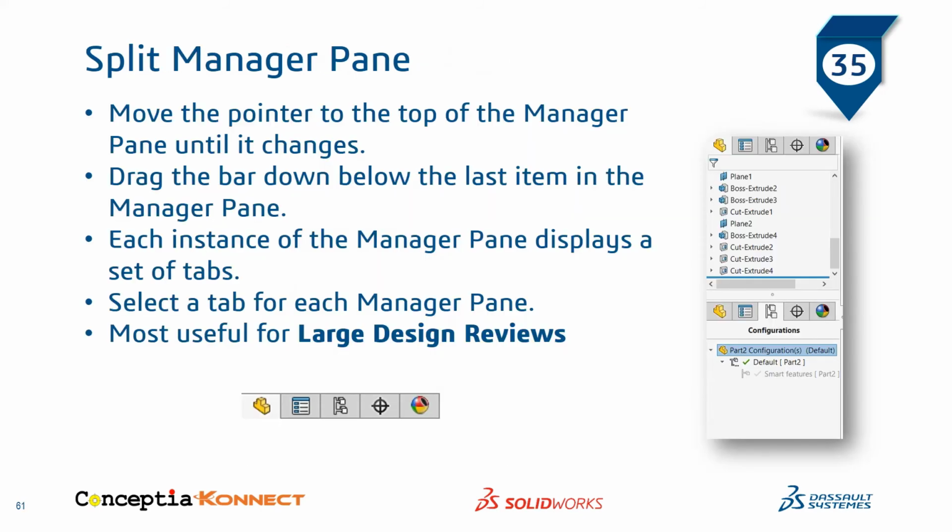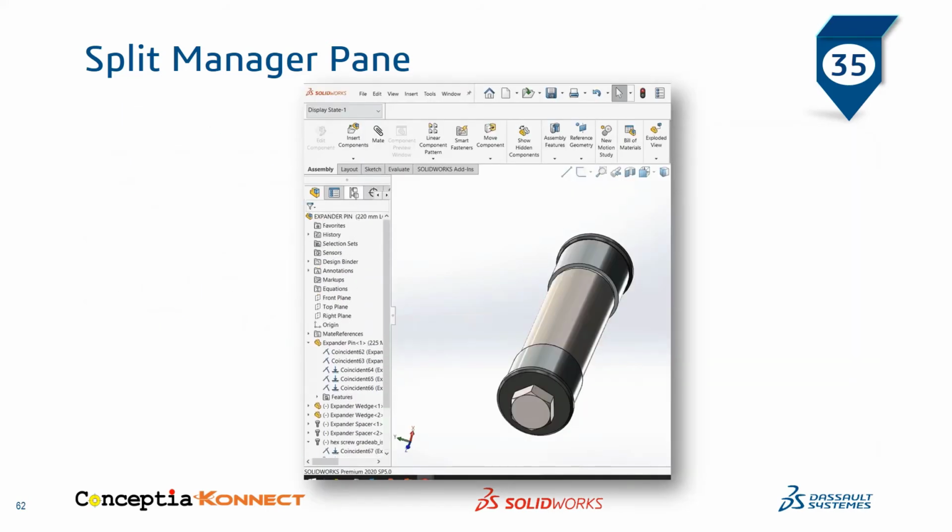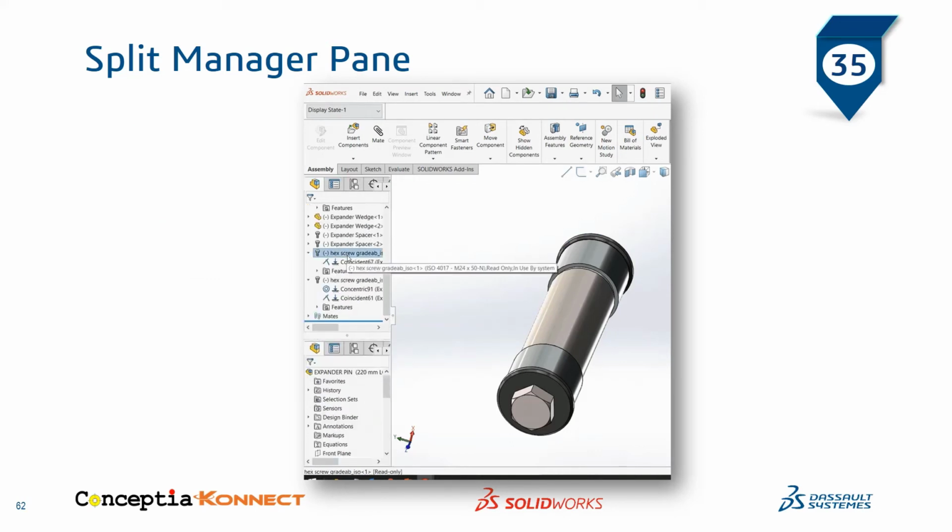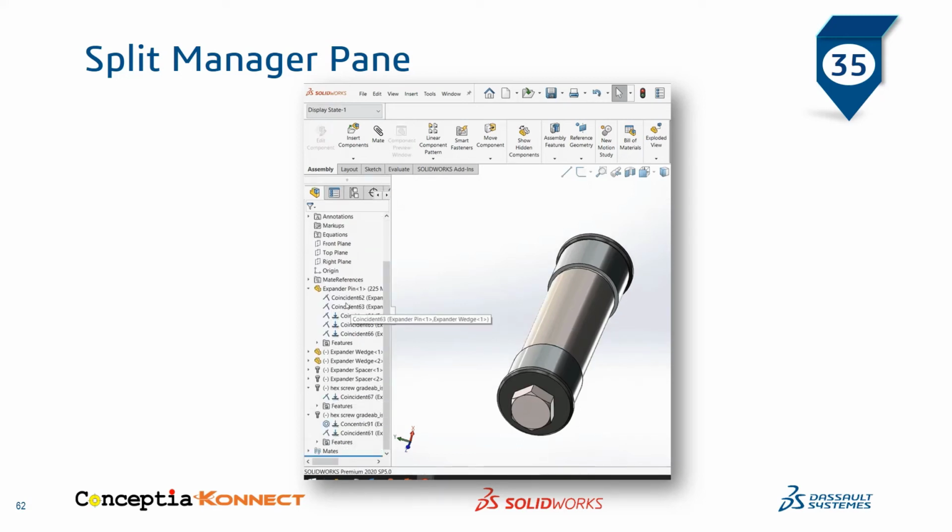Number 35. Split Manager Pane. As a SOLIDWORKS user, you should definitely know this. Move the pointer to the top of the Manager pane until it changes. Drag the bar down below the last item in the Manager pane. So take your cursor and drag it. It splits into two. Each instance of the Manager pane displays a set of tabs. Select a tab for each Manager pane. It is most useful for large design reviews and working with configurations.